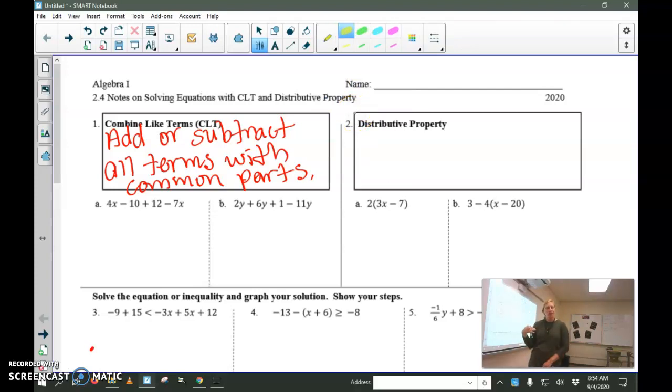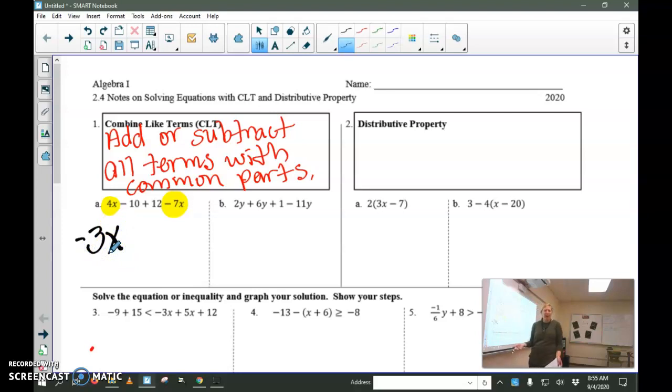I like to use different colored highlighters or pens to organize the items that are like terms. So the first term I look at is 4x. To be a like term, I have to match up with another term that has the same exact variable. So the other term that has the same exact variable is this minus 7x. Notice that I'm using the sign that's in front of that term. That sign in front of the 7x tells me how I'm going to combine these like terms. I'm going to combine these like terms by subtracting.